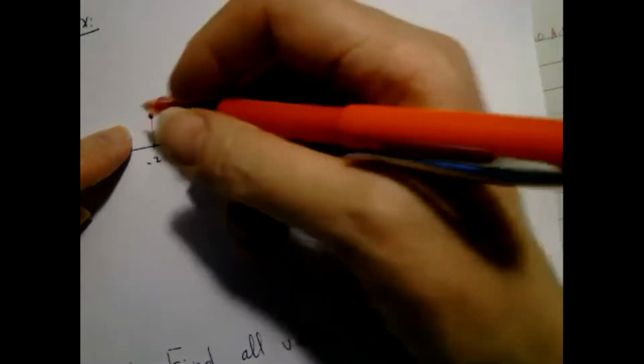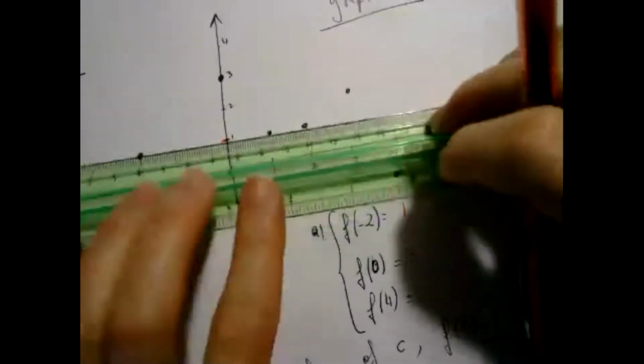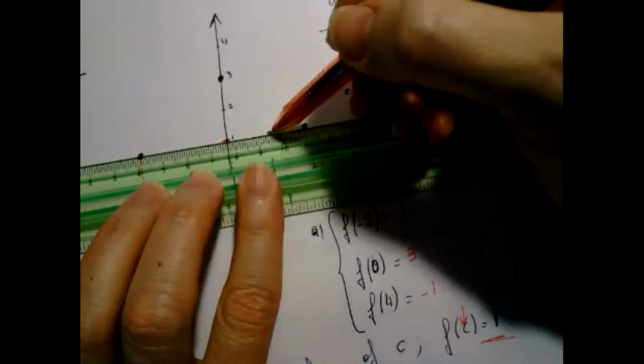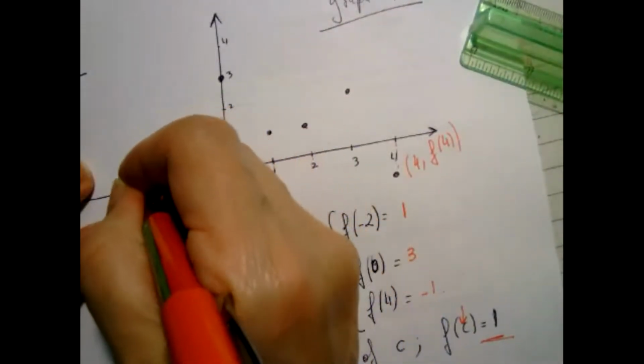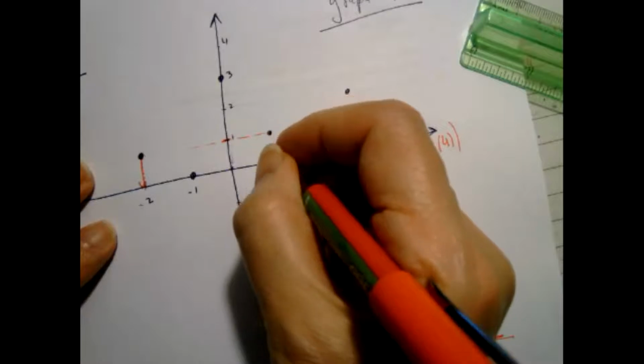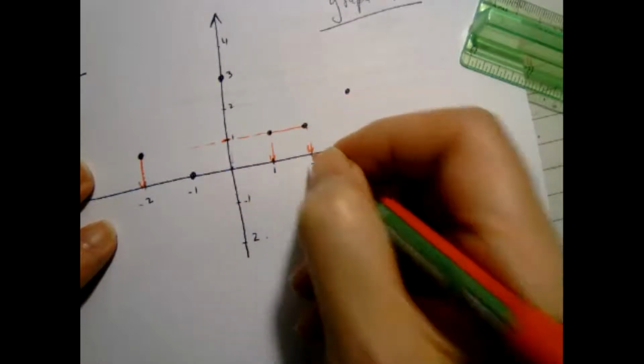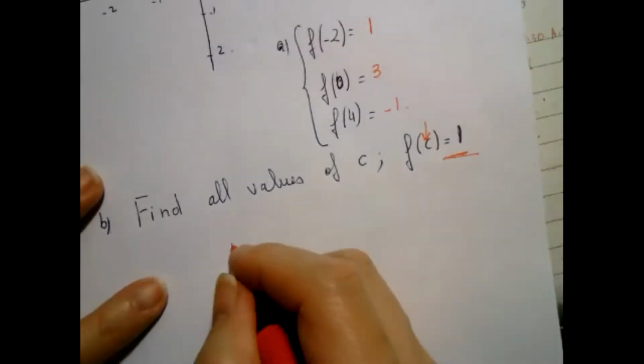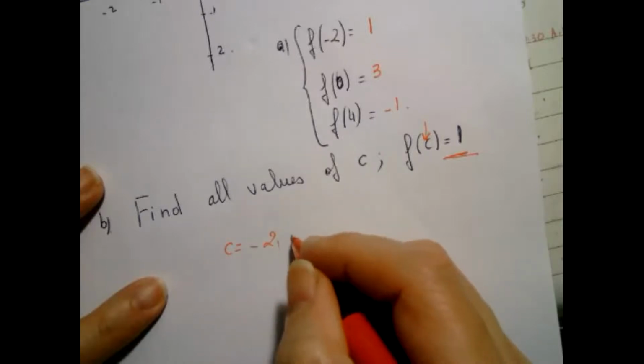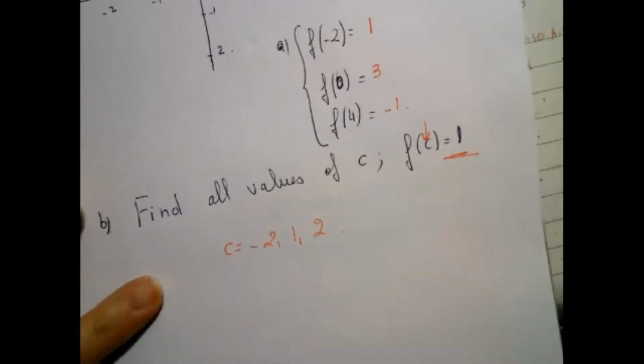What else? And -2. Because this is my 1. This is the point on the graph, this is the point on the graph, and this is the point on the graph. So I ask myself, what are those inputs? That's the -2 from here, that's the 1, and that's the 2. So C is -2, 1, 2.